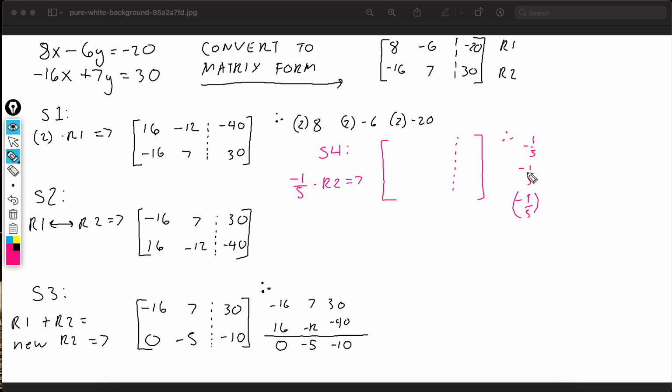So on the side note, we're going to get -1/5 times, what do we say, row 2? And if we write row 2 in order, 0, -5, -10. What does that equal? 0, +1, 2. Now we write that back: 0, 1, 2. The top, we keep it the same. Nothing has changed. So we have -16, 7, 30. So far, so good, right? Step number 5.